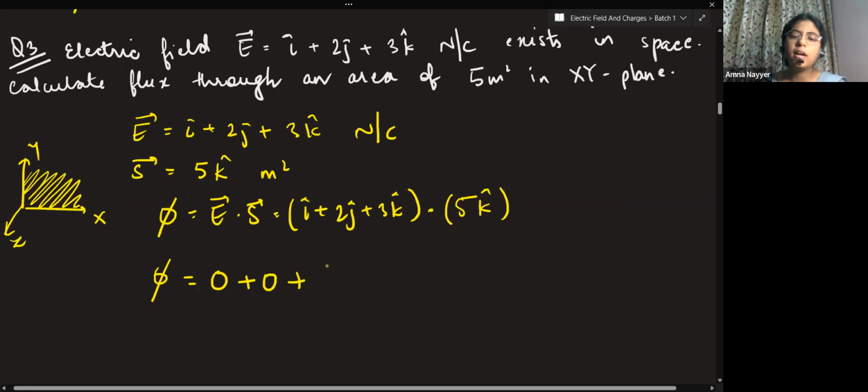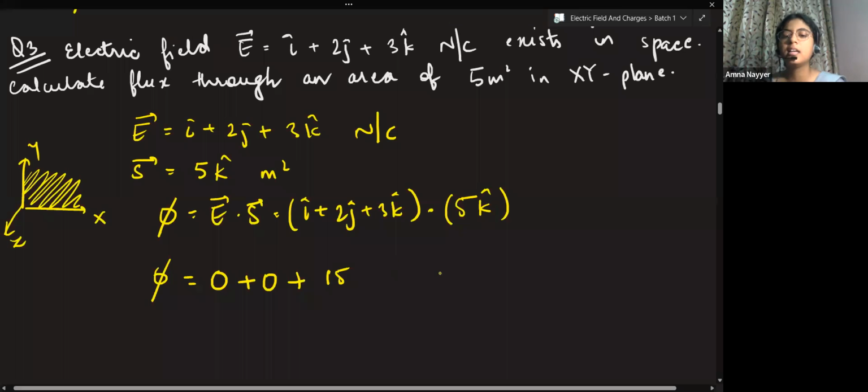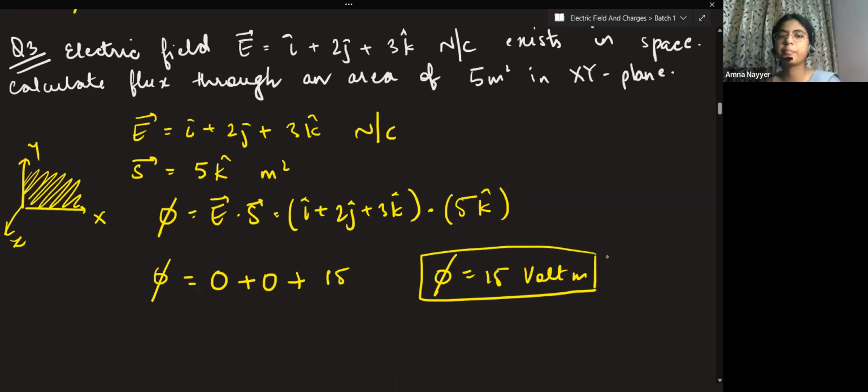Then what do you have? You have 3K cap multiplied by 5K cap. So here you have the coefficients as 3 and 5. If you multiply 3 and 5, yes, Memuna, now it's correct. It will be 15. So the final answer, 15 plus 0 is 15. You can write the SI unit as volt meter or Newton per coulomb meter square.